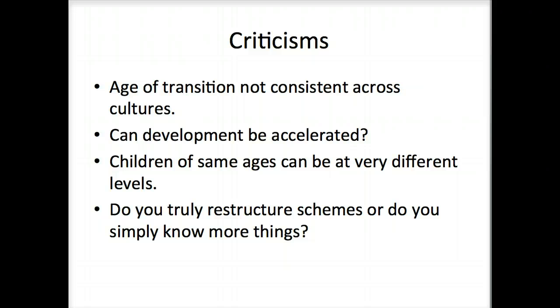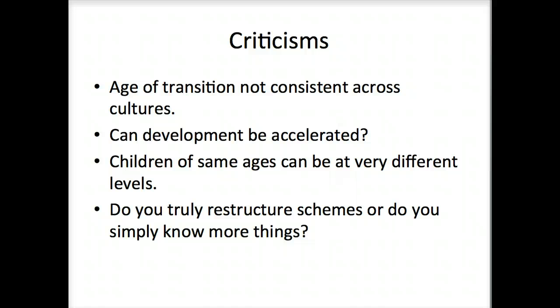There are some criticisms of Piaget. One is the age of transition does not seem to be consistent across cultures. So in some cultures, children develop differently, faster, slower than the norm that Piaget represented in the stages. There's a question about whether or not that development can be accelerated, and that's the idea that we have of children who sort of jump very quickly through the different stages. So we have the children who are geniuses and are going to college by the age of 11. The wonder is how's that possible if everybody's supposed to go through the same stages of development.